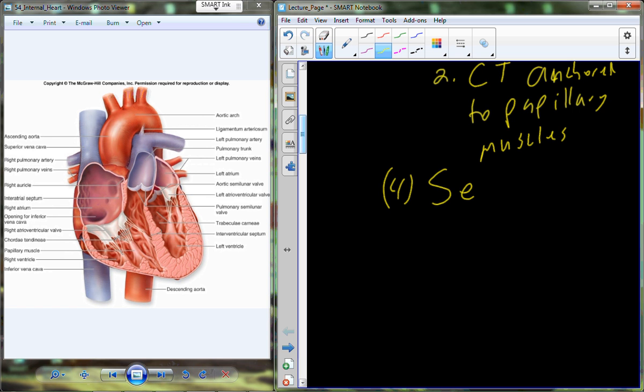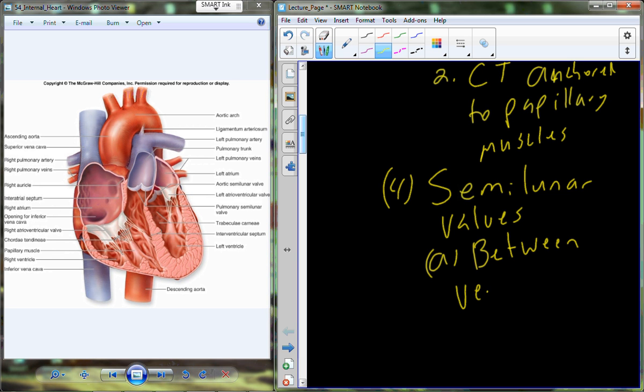The second type of valve are the semilunar valves. And the semilunar valves, you can see the pulmonary semilunar valve in very good detail here in this figure. The semilunar valves are going to be between the ventricles and our circulatory circuits. So we'll have a pulmonary semilunar valve that is between the right ventricle and the pulmonary circulation, and we're going to have the aortic semilunar valve between the left ventricle and the general circulation out to the aorta.